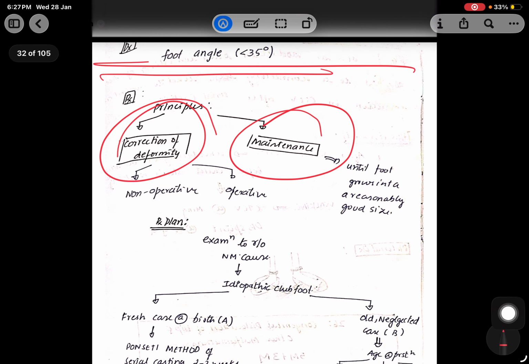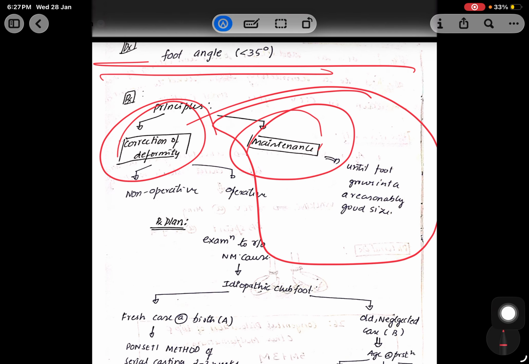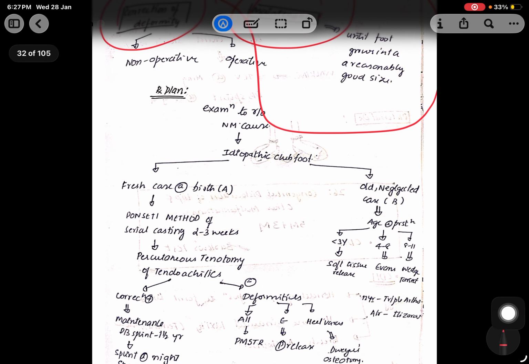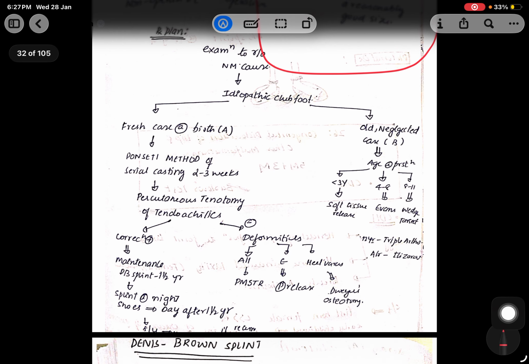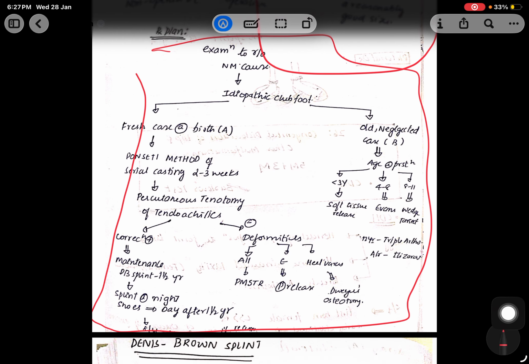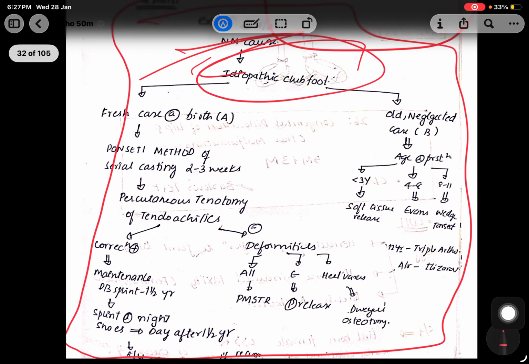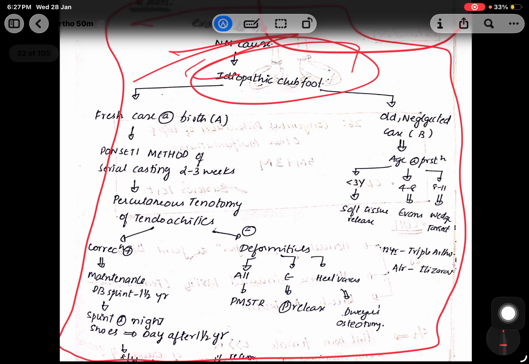These are the principles. The maintenance part is something which is worrisome to any orthopedician because you have to wait for 5 years. Then again, this is the treatment protocol which is just given in my story. I've just copied it. First you have to rule out the secondary cause, then it becomes idiopathic. Then if it's a fresh case, you go with the Ponseti method. I'll just explain the concept.